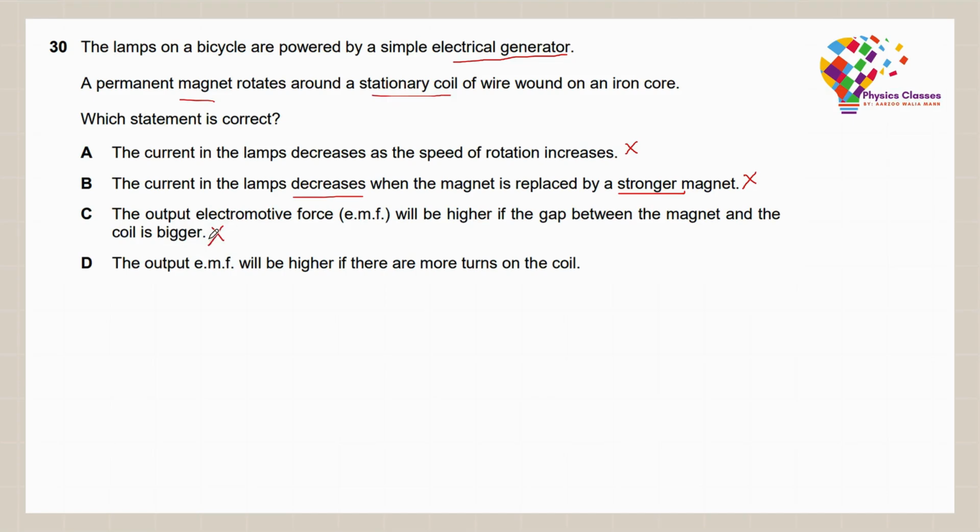The output EMF will be higher if there are more turns. This is the correct statement, because the greater the number of turns in the coil, the greater the induced EMF, since there is greater interaction between the magnetic field and the turns in the coil. Great. So option D is the correct answer.